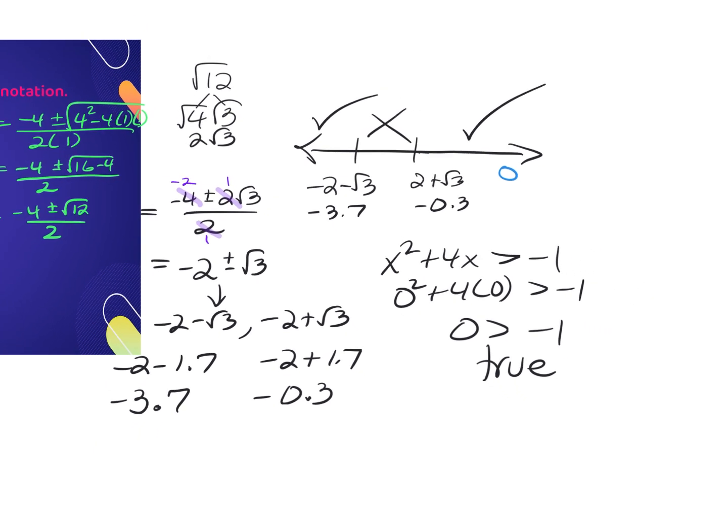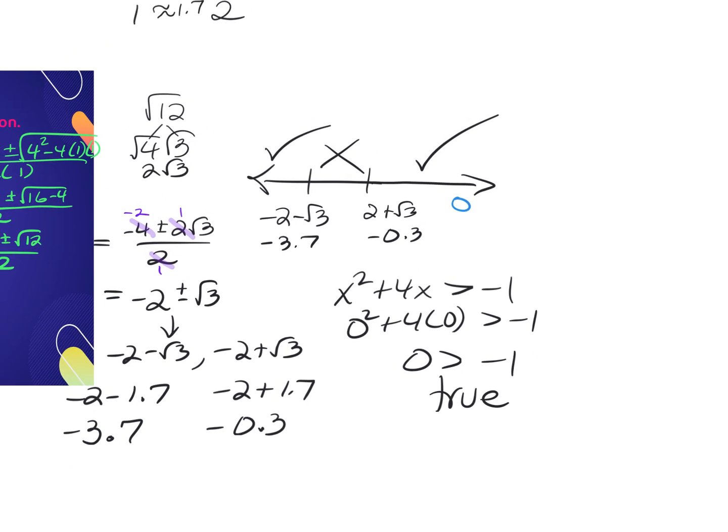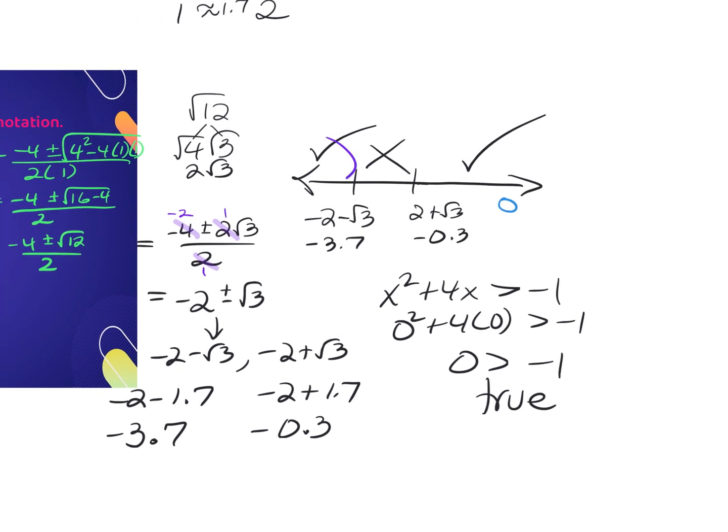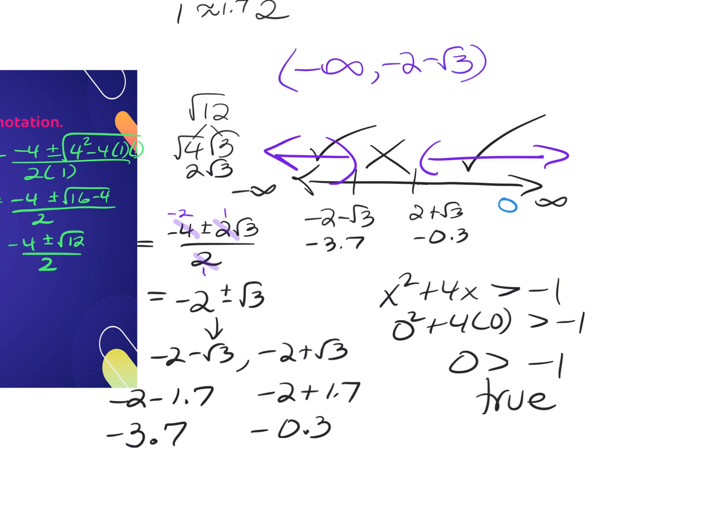So now my interval notation, so graph would be the original symbol was just a greater than. So it'll be a parenthesis pointing to -infinity and then a parenthesis going to +infinity. So my interval notation will be from -infinity up to -2 minus the square root of 3, unioned with positive square root 3 here to infinity.